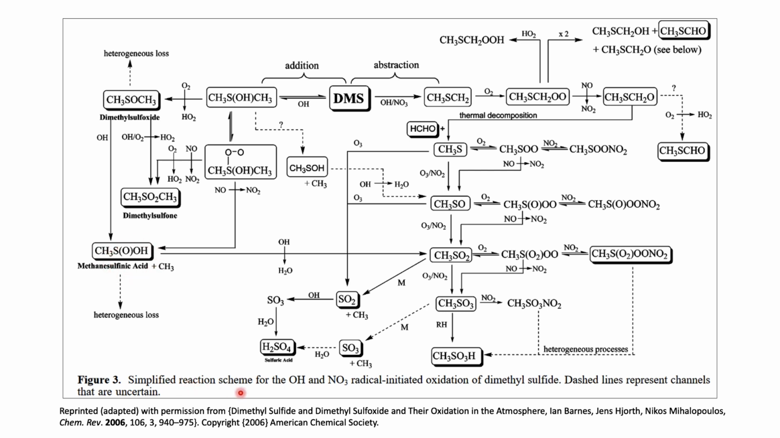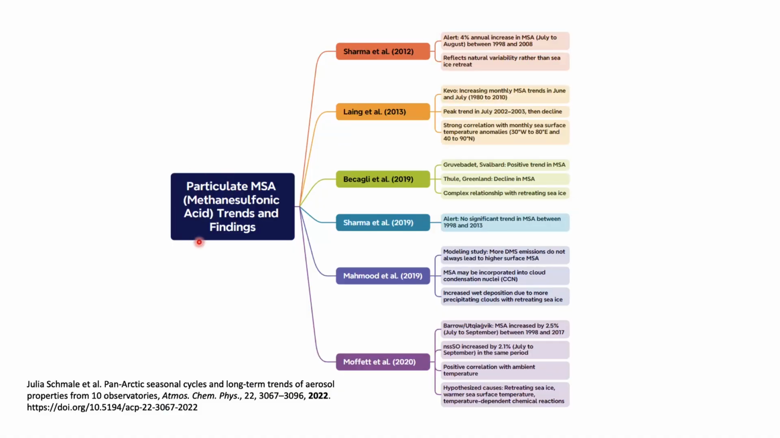This is the simplified reaction scheme for the OH and nitrate radical initiated oxidation of dimethyl sulfide. The dashed line basically represents channels that are uncertain. That means how these transformations are taking place, we are currently not sure. But because it is so complicated, people are trying to understand each and every step very carefully to identify how dimethyl sulfide is getting converted to methane sulfonic acid, which is one of the important components in the short-lived climate forcers.